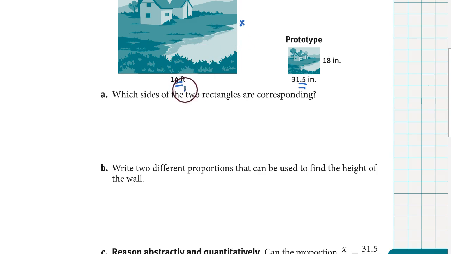The wall has a unit of feet, and the prototype mural has a unit of inches. That's going to be a problem. When you do math, you need to have things measured in the same kind of units.